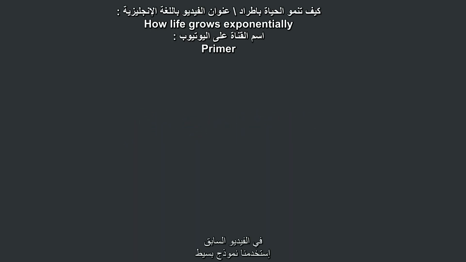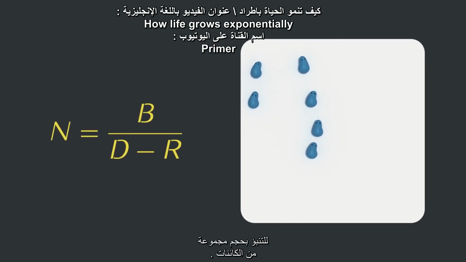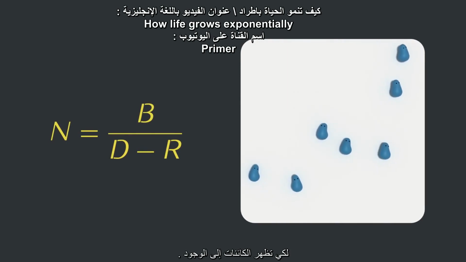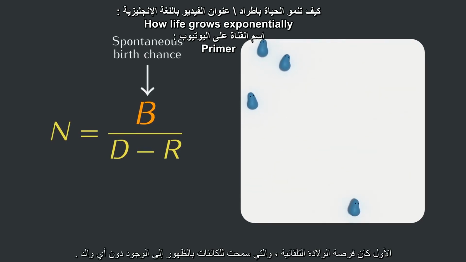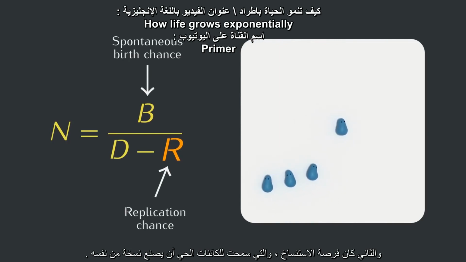In the last video, we used a simple model to predict the size of a population of creatures. That model had two ways for creatures to come into existence. The first was a spontaneous birth chance, which allowed creatures to pop into existence without any parent. The second was a replication chance, which allowed a live creature to create a copy of itself.